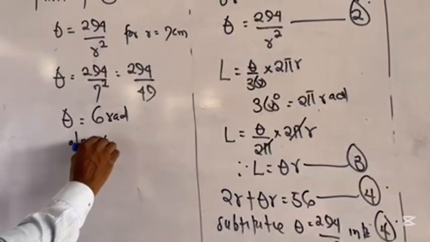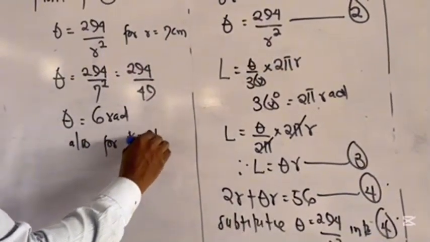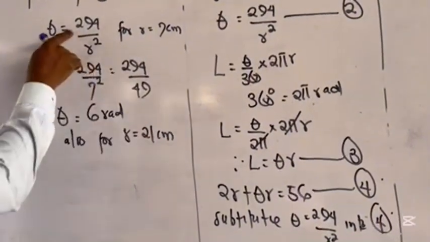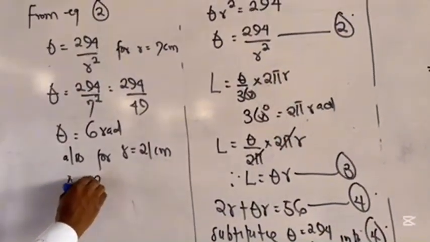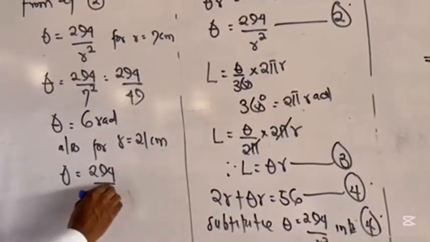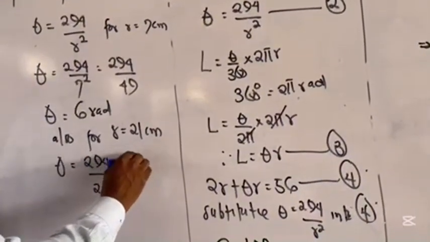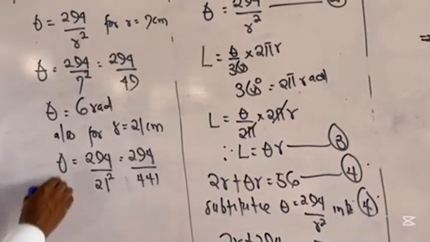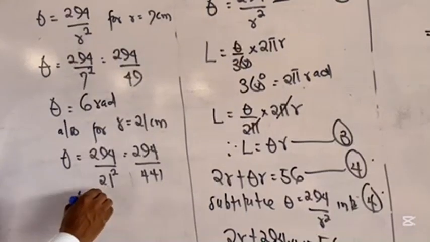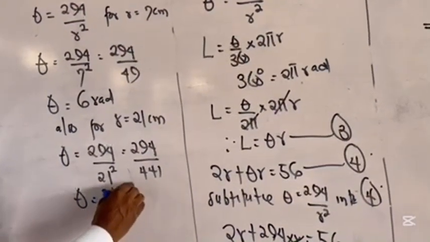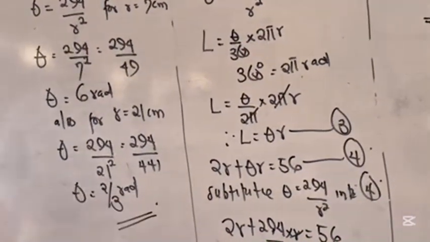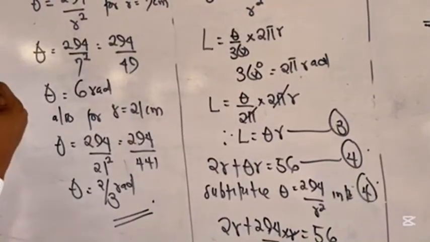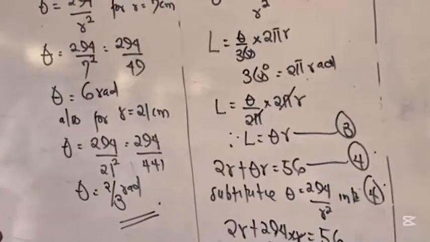Also, for radius equals 21 cm, because we have 2 values for the radius, 7 and 21, let's also substitute it into equation 2. My theta becomes 294 over 21 squared, which is 294 over 441, which is 21 squared. So if I divide through, I'm left with 2/3 radian as my answer. So the two values of theta are 6 and 2/3, and the two values of the radius are 21 and 7 centimeters. That will be all.